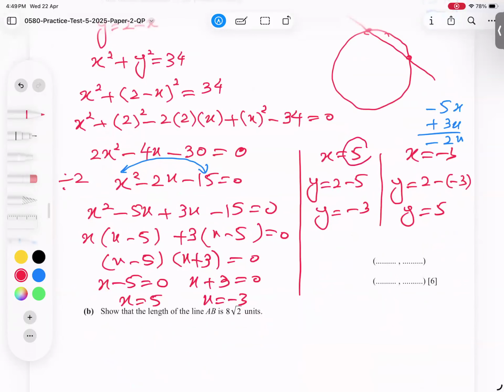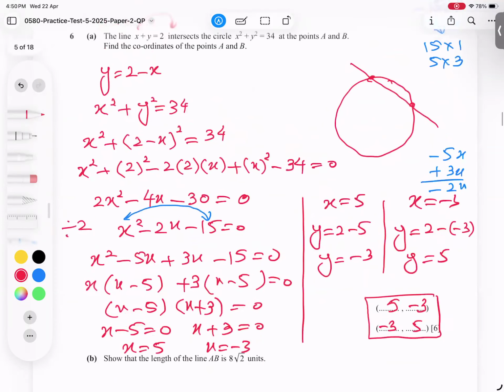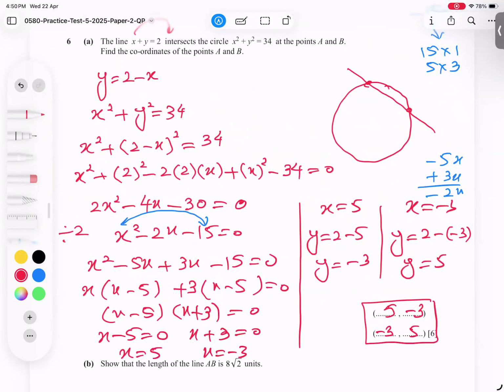And what is the technique? 5 and negative 3, and negative 3 and 5. So I hope both pairs are confirmed, how we got them. And let's go for the next question.